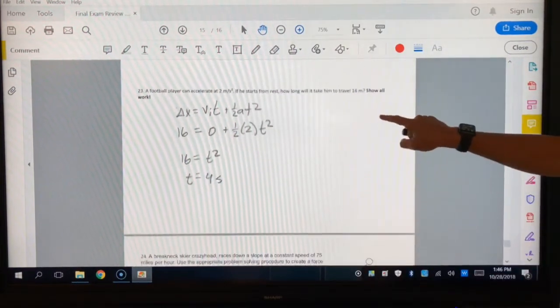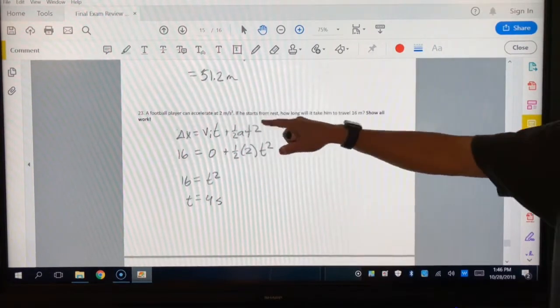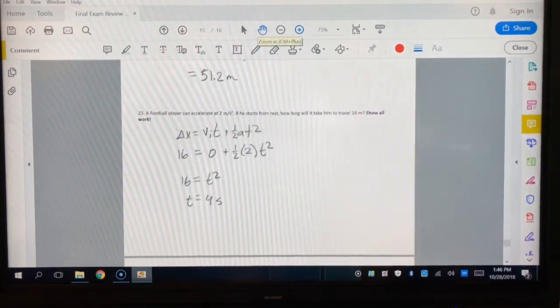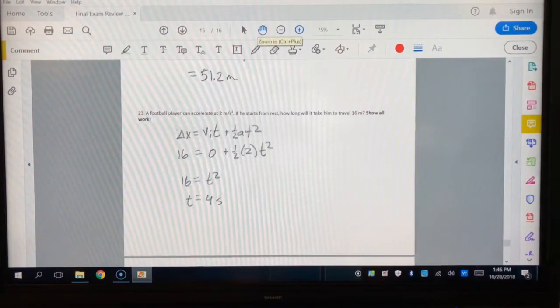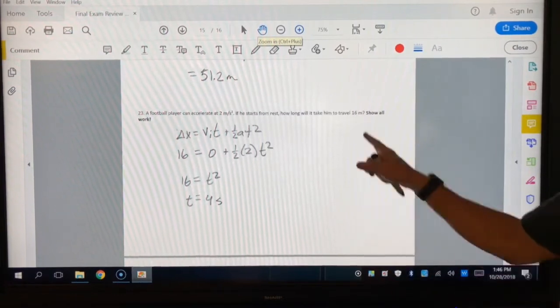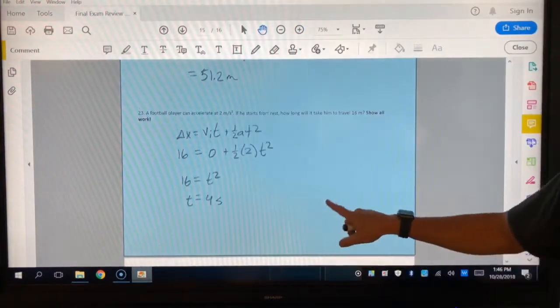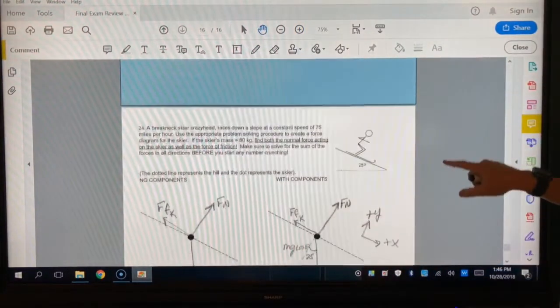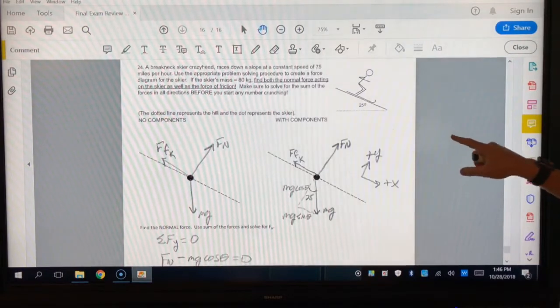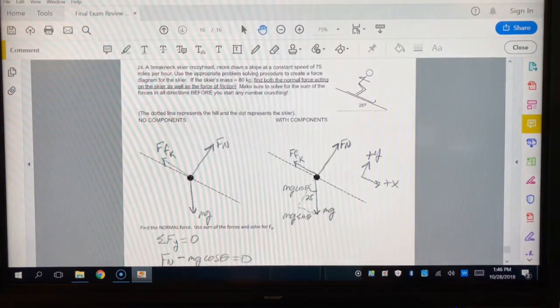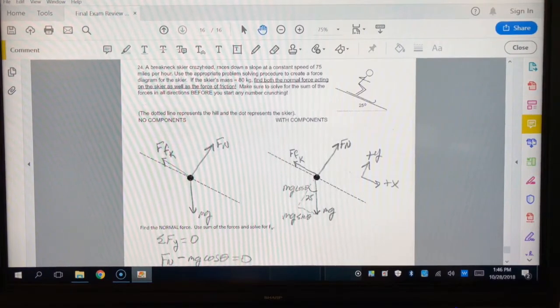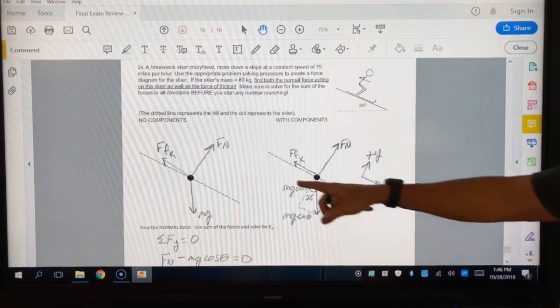The last question here for the football player, it's accelerating at 2 meters per second squared. If you start from rest, how long does it take him to travel 16 meters? We used our equation and plugged in and just got 4 seconds. Let's take a look at the very last one. We have our breakneck skier again. They want us to draw all of the forces without components, so we did that on the left.